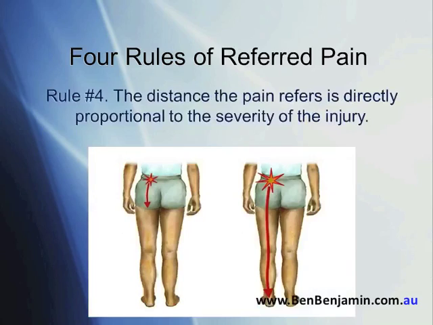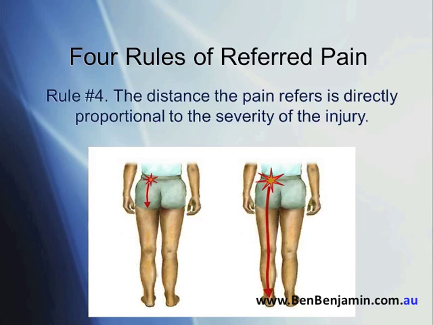And then the final guideline or rule of referred pain in orthopedic medicine is that the distance the pain refers is directly proportional to the severity of the injury. So that means if you've got a really bad one, it's going to go all the way down your leg. And if you have one that's not as bad, it hurts some, but the pain isn't terrible, it's going to maybe just refer pain down to your buttock or maybe down to your mid-thigh. And that's how we understand the distance the pain refers is directly proportional to the severity of the injury.